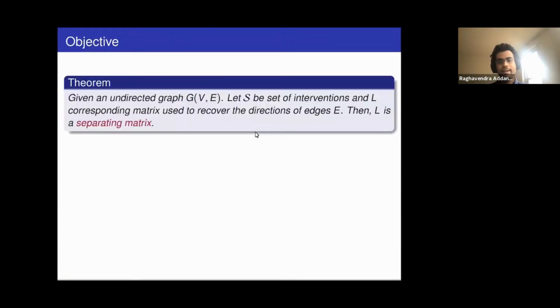So given the skeleton graph G, and S, if S denotes the set of interventions, L its corresponding matrix used in recovering E, we show that the matrix L associated with the intervention sets should be a separating matrix. This is a necessary and sufficient criterion we give. I'll not go over the proof of this, but after we make this assumption, we can formulate our problem of learning G into a clean theory problem as follows.